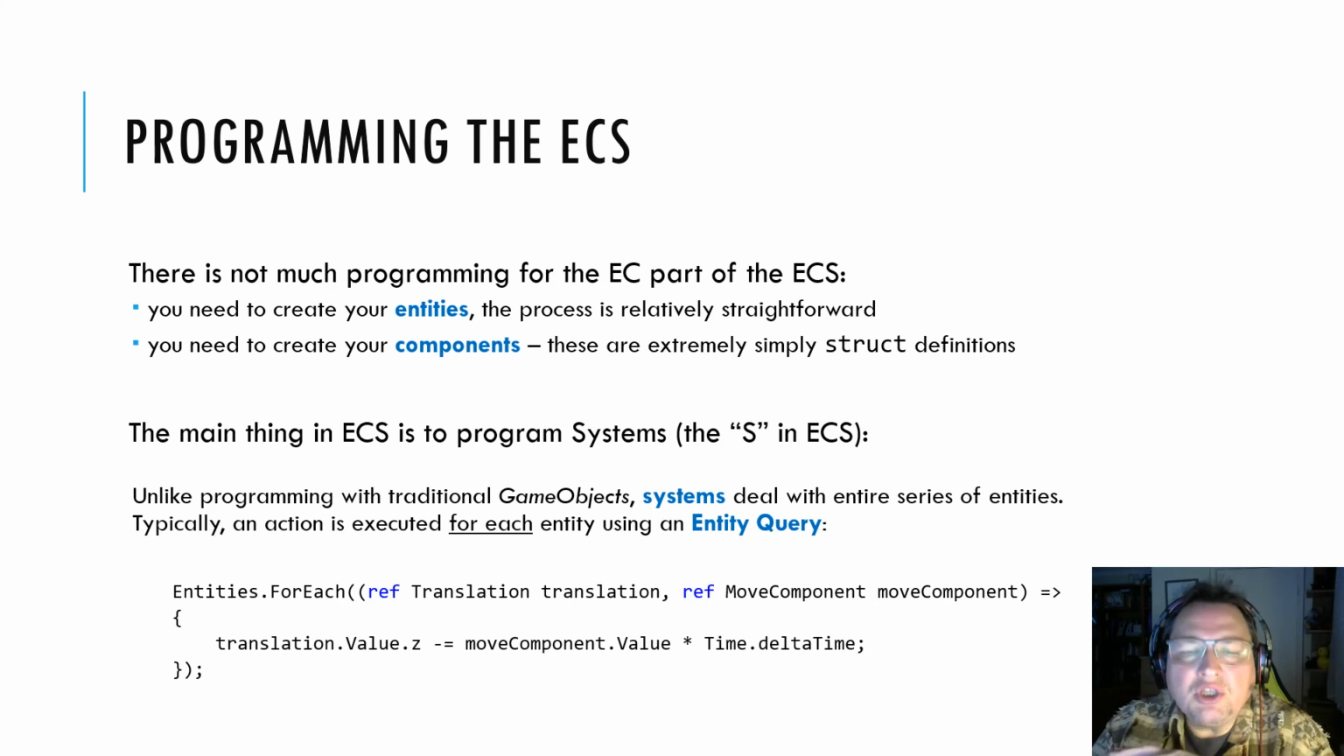So it will take each entity that is compatible with this archetype definition and will do some action with it in a very fast-going iteration. In this case, it will take the z component of the value of the translation, and it subtracts the move component value multiplied by delta time. So this is basically moving the object along the z coordinate towards the camera. So that's a very simple animation.